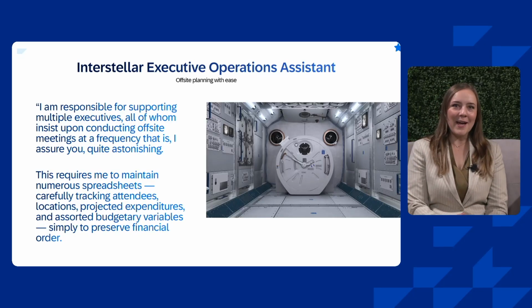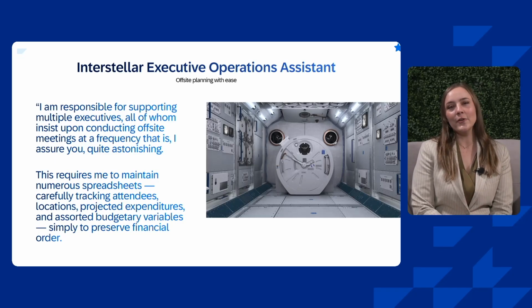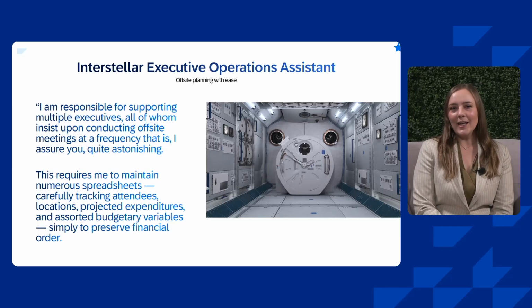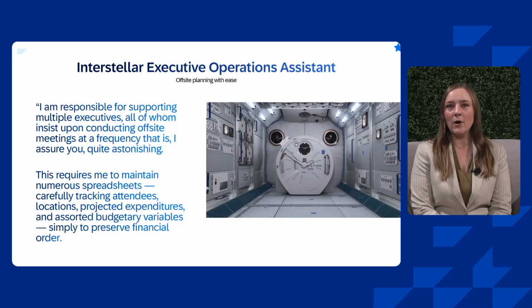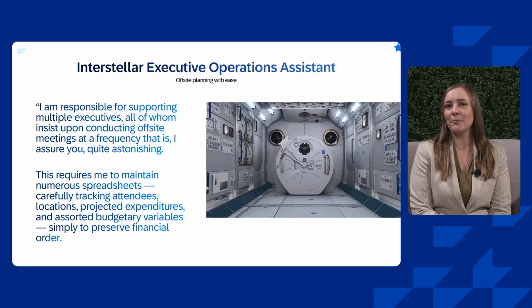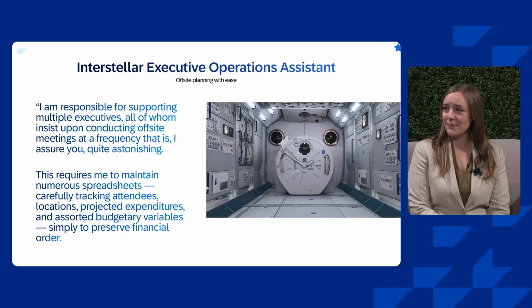Yes, hello, I'm back again, but this time in a new character, the interstellar executive operations assistant. I am responsible for supporting multiple executives, all of whom insist upon conducting offsite meetings at a frequency that is, I assure you, quite astonishing. This requires me to maintain numerous spreadsheets, carefully tracking attendees, locations, projected expenditures, and assorted budgetary variables, simply to preserve financial order. How can Joule help make this process better?